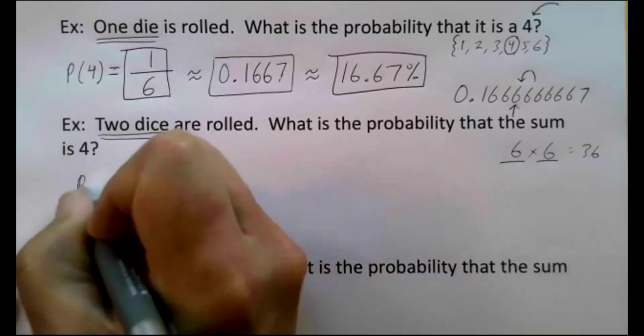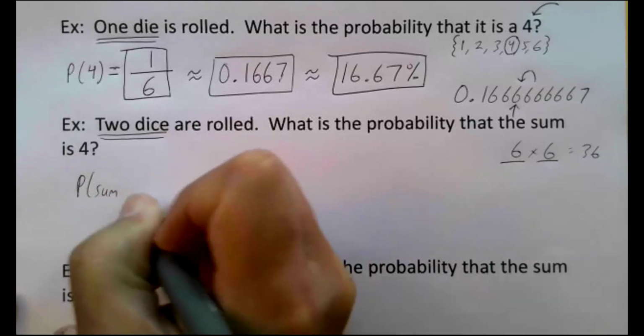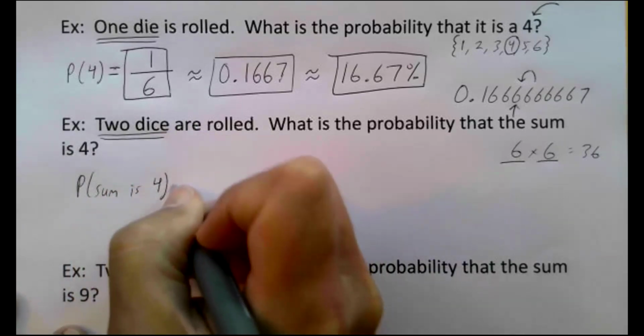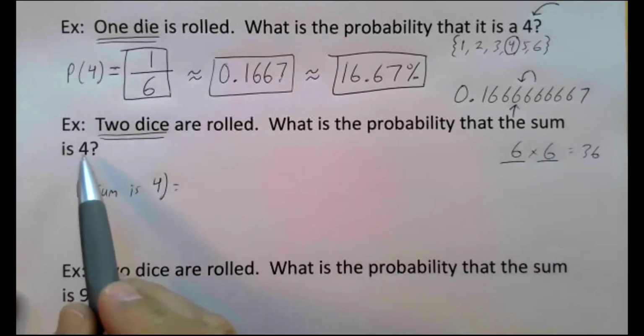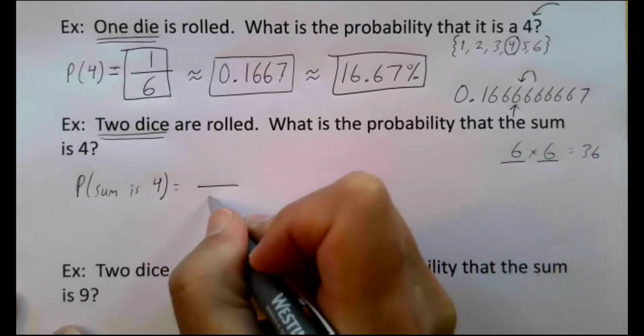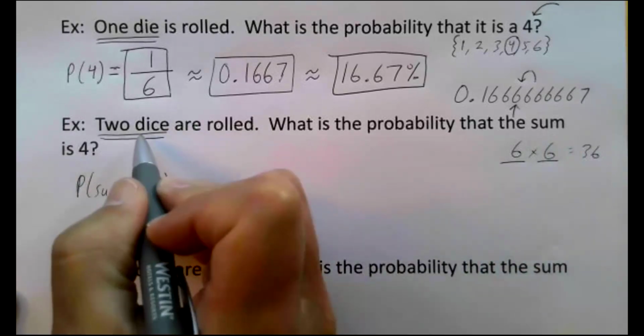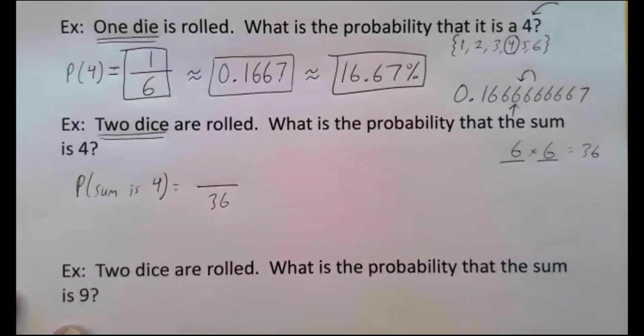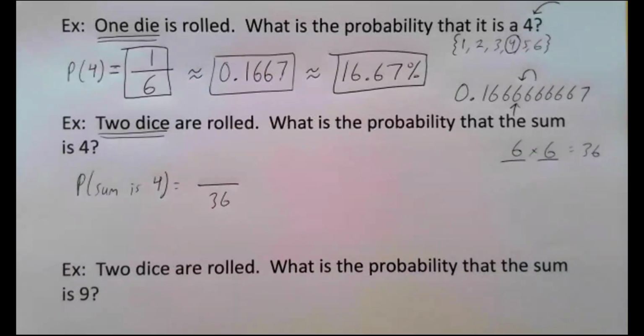It says roll 2 dice. What's the probability that the sum, that means they added up to 4. Sum is 4. Well, my denominator this time is going to be 36 because we're talking about 2 dice, not 1. But out of those 36, how many of them add up to 4 is what we're trying to figure out.